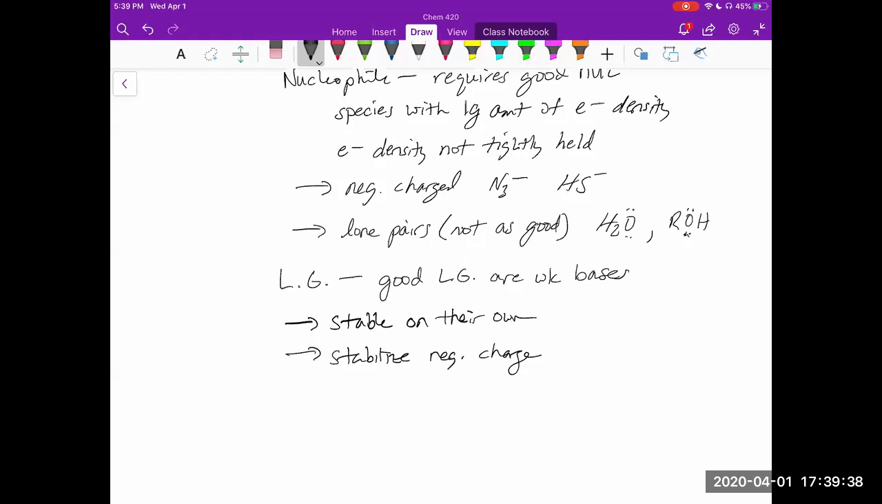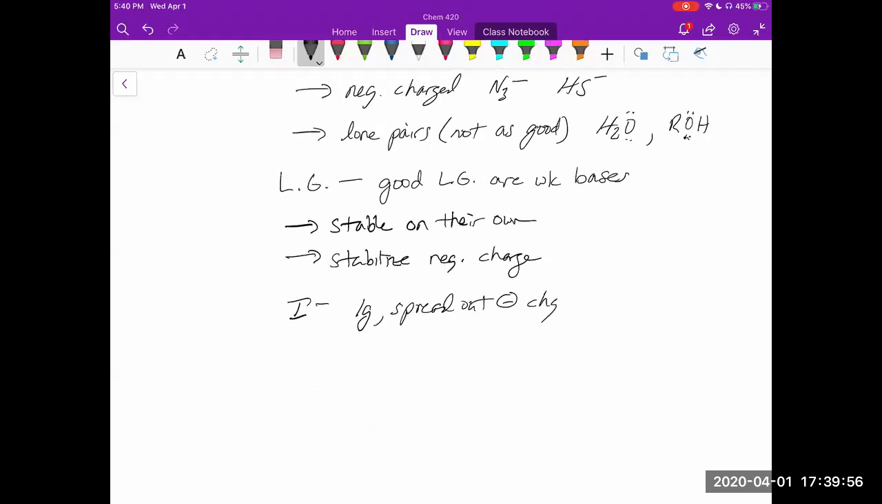Spread it out. So some things that made a leaving group good were, like, we had an example of I-. That's a pretty good leaving group. It's large and it can spread out that negative charge. Other good leaving groups are things that are resonance stabilized. So we saw a compound that was a sulfonate, and this is stabilized by resonance. So it's something that when it leaves, it's stable.